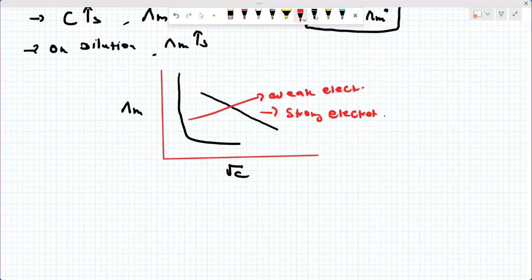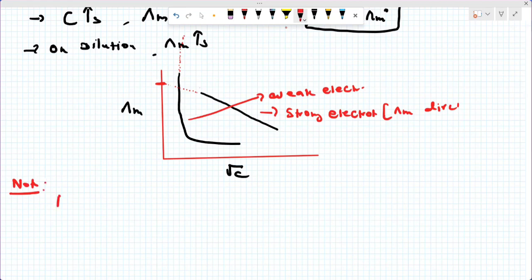Now listen, please note, very important. For strong electrolyte, the molar conductance data can be found from the straight line by extrapolating. By extrapolation, we can find out the molar conductance of the strong electrolyte using the graph. We can find it directly. For weak electrolyte, we cannot extrapolate; we cannot find the molar conductance directly. Therefore, we have to apply the Kohlrausch law. Understood? Please note this very important point.